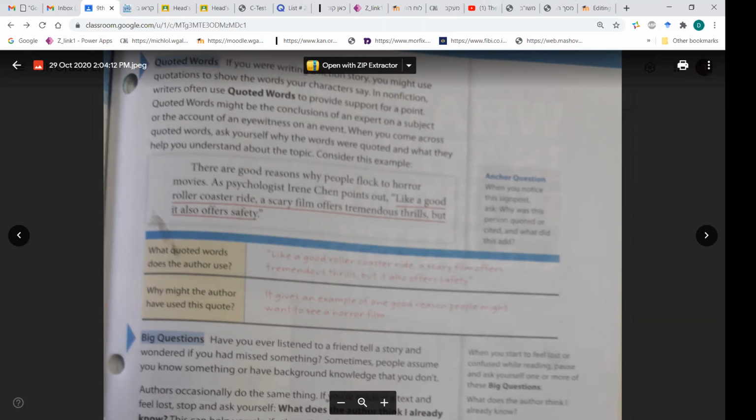What's the purpose of this? We're reading an article. Why does the author want to bring a quote? What is its role? For making his opinion more reasonable, more people will believe him. Good. It makes it more reasonable.